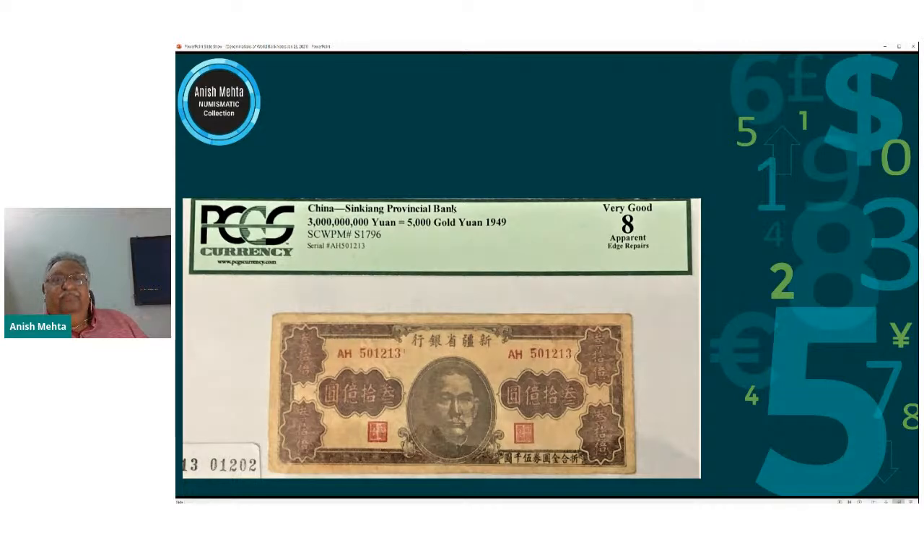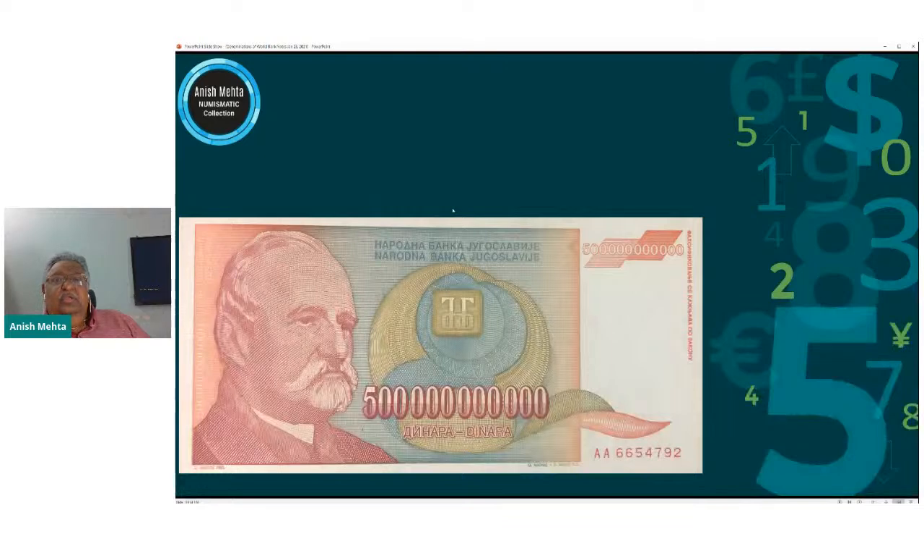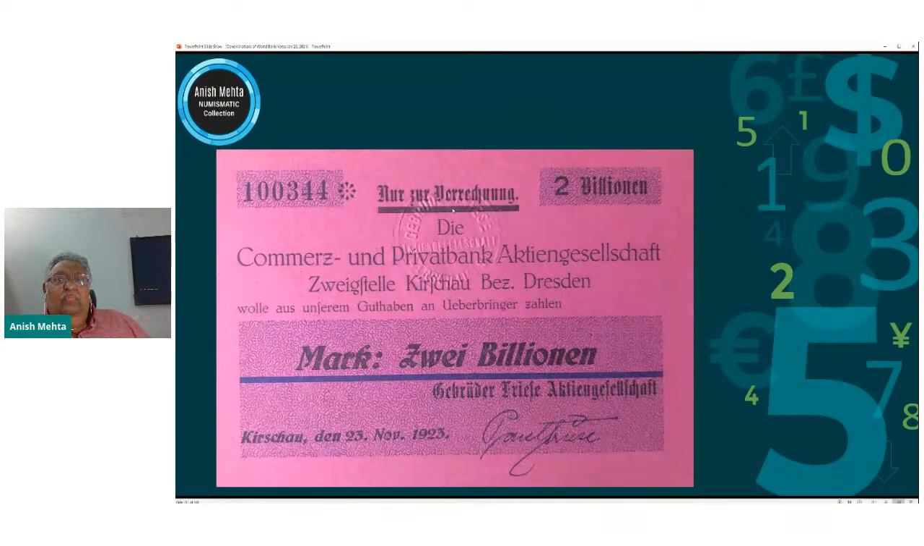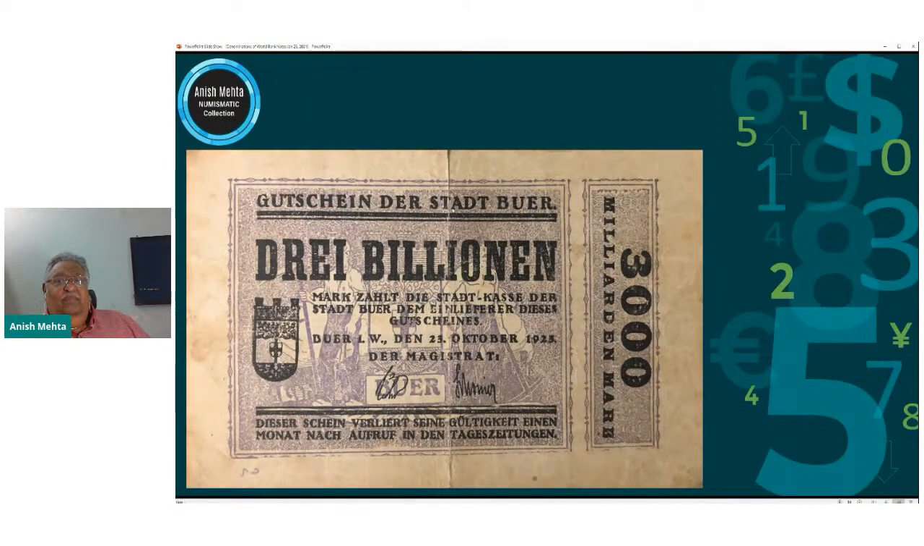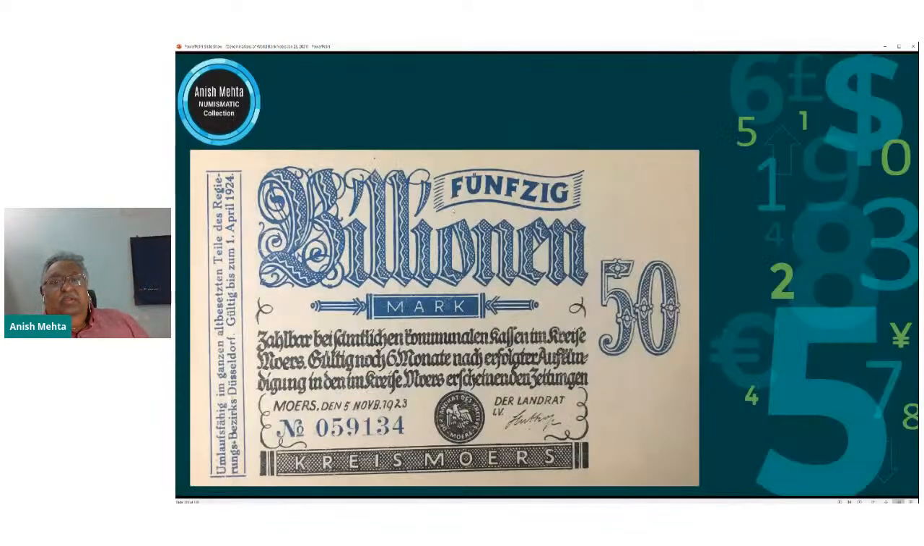Now, this is actually the billions. This is 3 billion. This is 10 billion. This is 25 billion. This is 50 billion. This is 100 billion. This is 500 billion. Now, the marks which were issued as billions in Germany are actually trillions. So, this is 1, 2, 3, 5, 10, 20, 50.